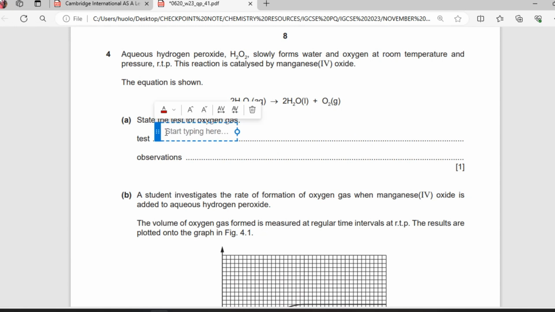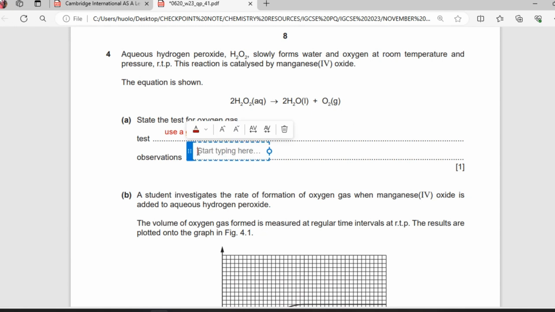Okay, we told you that the test for oxygen gas is to use a glowing splint. So you are saying use a glowing splint. Please note that this is different from a lighted splint. So don't write lighted splint. The correct answer here is a glowing splint.